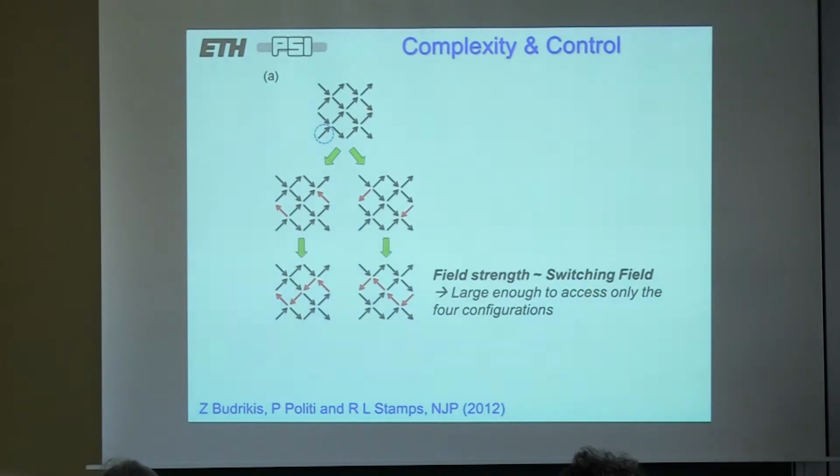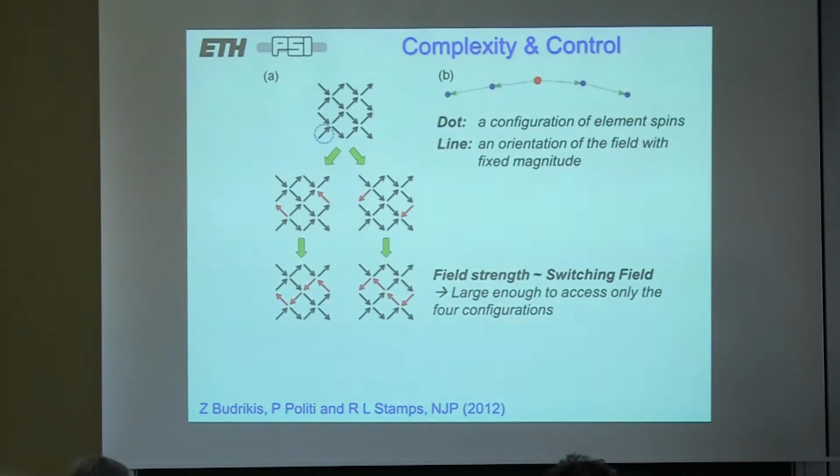And this is one example from Bob Stamm's group with Zoe Budrikis and Paolo Politti. And the idea here is that you have a set of nanomagnets, and if you apply a field, for example, towards the right, then all the magnetic moments will point towards the right. And then if you apply a field towards the left, some of the magnets will switch, and then further magnets will switch. And you can represent this by this kind of graph where a dot corresponds to a configuration of the element spins, and the line corresponds to the orientation of the field. The field here has a fixed magnitude, which is very similar to the switching field.